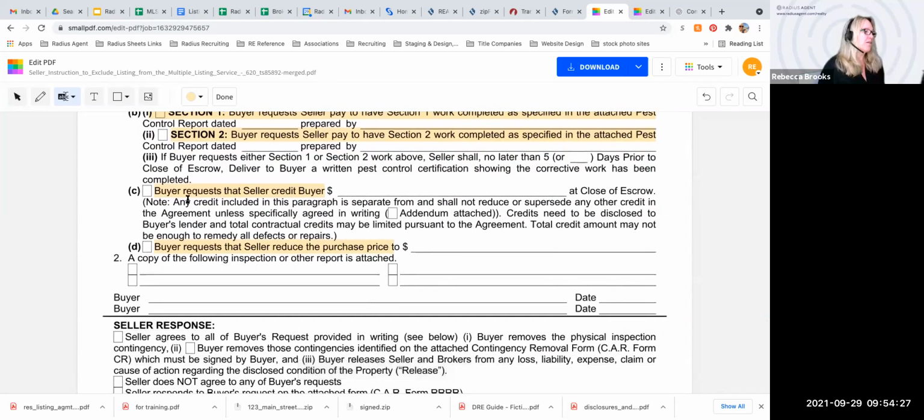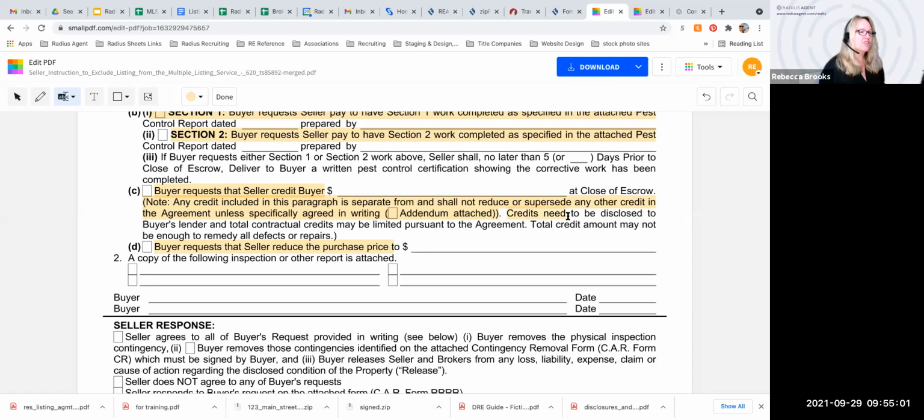What I want to point out though is if you do get a credit, you want to make sure that any credit included in this paragraph is separate from and shall not reduce or supersede any other credit which has already been negotiated. Say that you've already negotiated, prior to this request, a price reduction or something like that, or a credit. So they have to separate that to make sure they're keeping the credits separate, and so each party realizes what each credit is for.